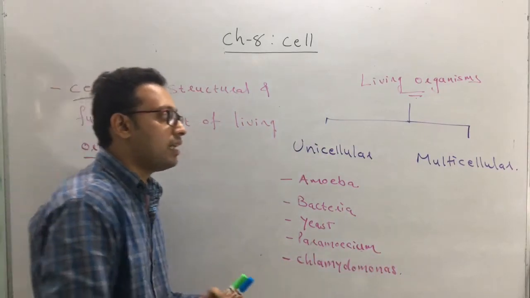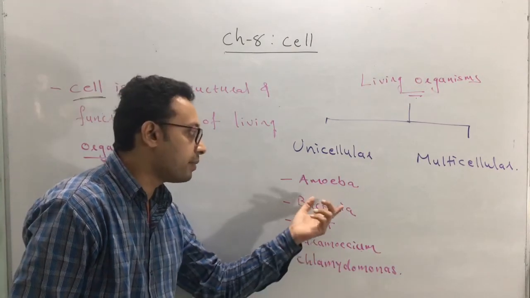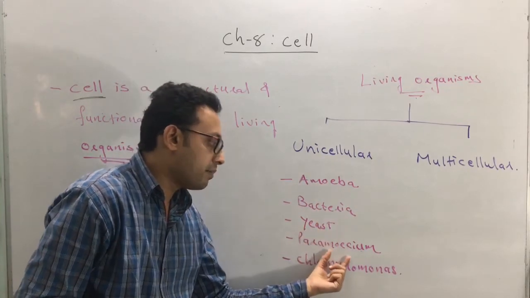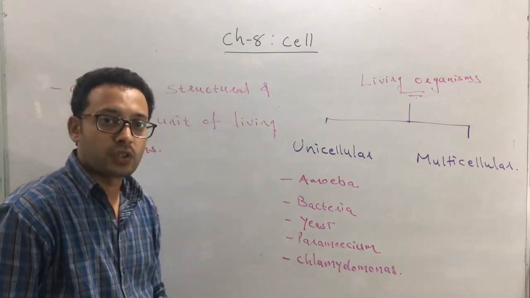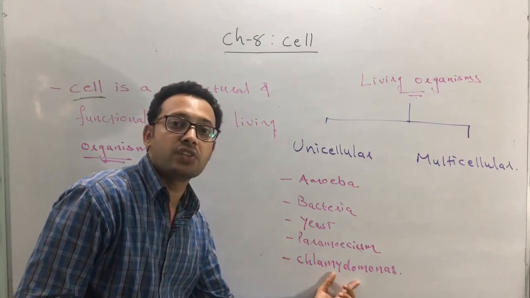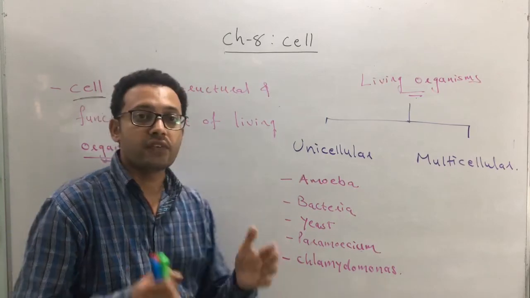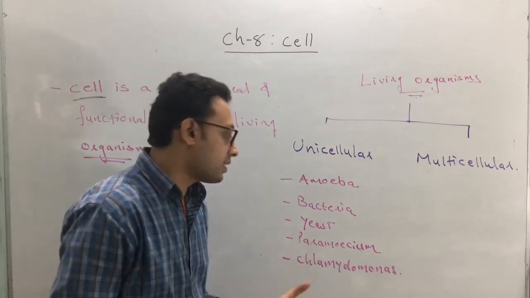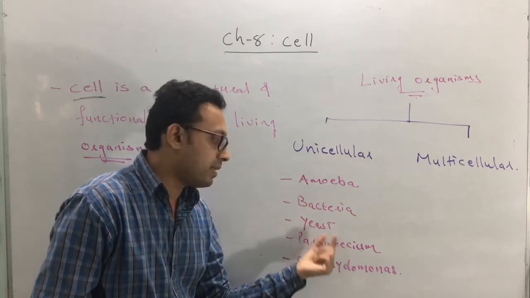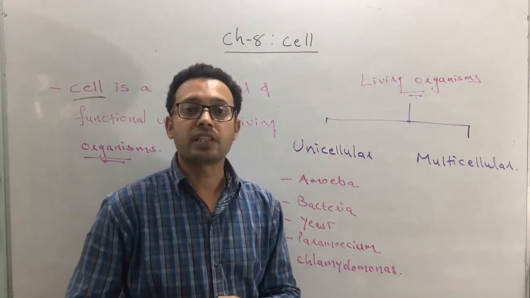Okay, these are the examples of unicellular organisms. Which are the examples? I again repeat: amoeba, bacteria, yeast, paramecium, and chlamydomonas. They are unicellular living organisms. This is chlamydomonas, it's a unicellular algae. Yeast, it's unicellular fungi. So if you have been asked specifically, then they are the examples. Amoeba, bacteria, yeast, paramecium, and chlamydomonas, these are a few examples of unicellular living organisms.